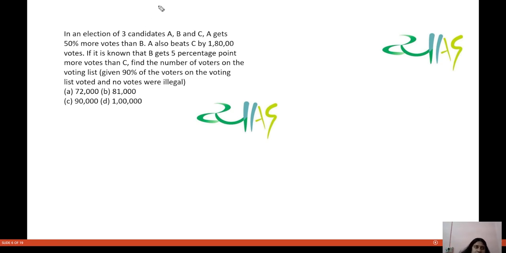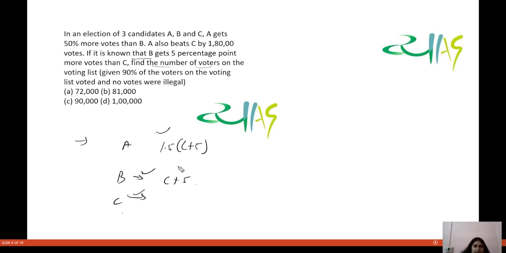Okay guys, look at this question. Let us try to solve it. So we have A, B, and C, and let us take C as C only. It is known that B gets 5 percentage points more than C. So write B as C plus 5, and it is saying A gets 50% more votes than B. Then we can write 1.5 times of C plus 5.